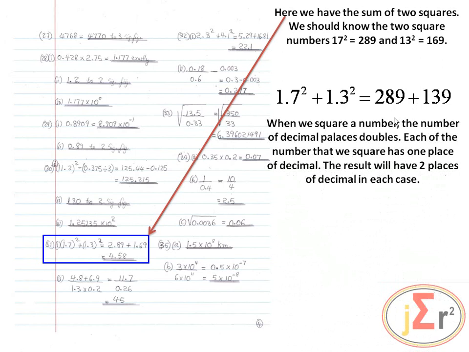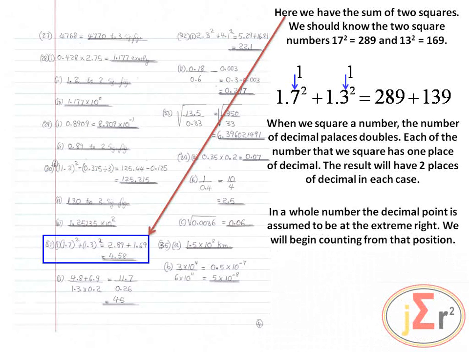When we square a number, the number of decimal places doubles. Each of the numbers that we square has one place of decimal. The result will have two places of decimal in each case. So notice that we have a single place of decimal in each case right there. But when we square a number, the number of decimal places doubles.